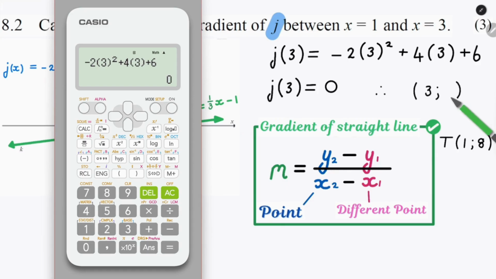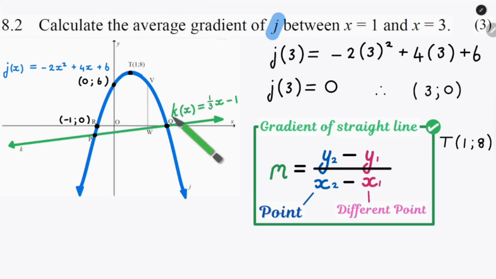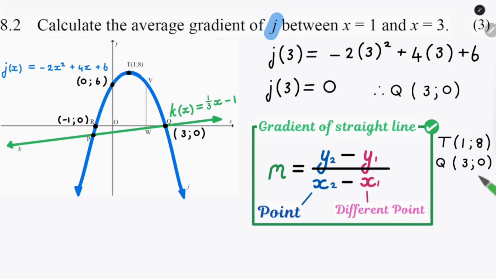So that tells me that the y value is 0. So this point is actually the point Q. Okay, so now we know the other points that we will be putting into our gradient formula. So let's chuck these guys in.